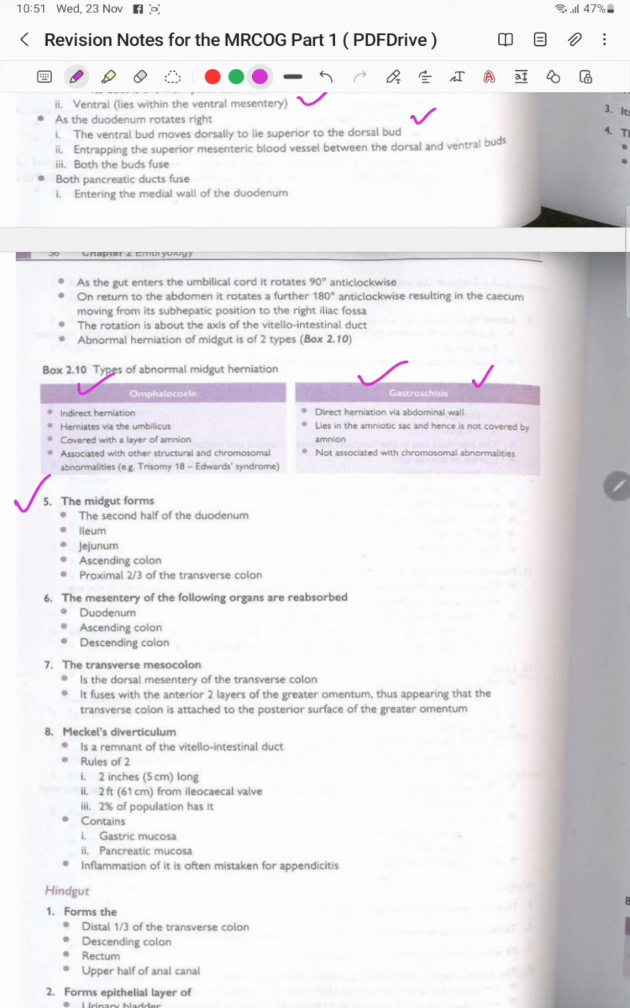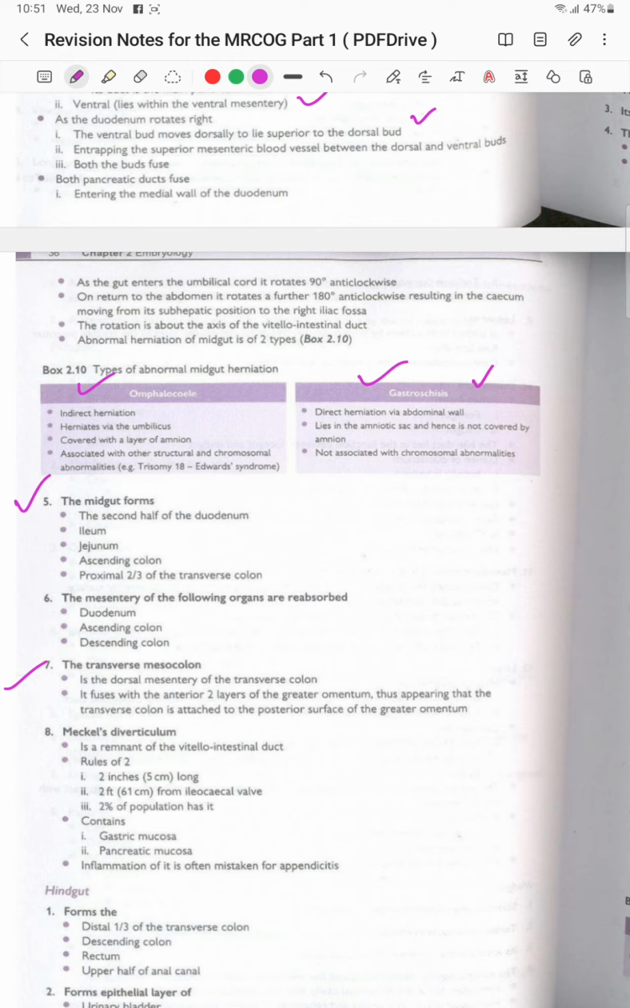Then, the midgut forms the second half of the duodenum, ileum, jejunum and ascending colon, and the proximal two-thirds of the transverse colon. The mesentery of the following organs is reabsorbed: duodenum, ascending colon and descending colon. The transverse mesocolon is the dorsal mesentery of the transverse colon. It fuses with the anterior two layers of the greater omentum, thus appearing that the transverse colon is attached to the posterior surface of the greater omentum.